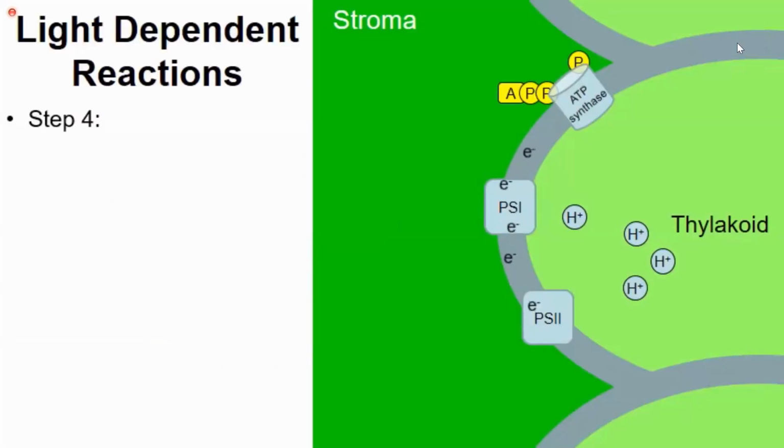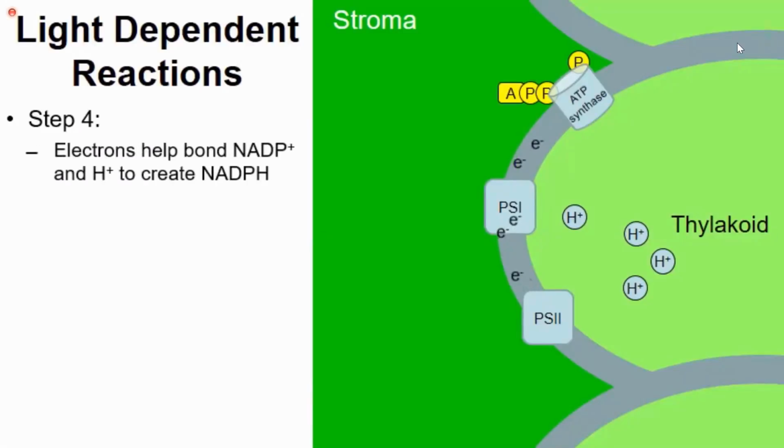So now that we have our full electron transport chain, let's move on to the next step. And in the next step, a molecule called NADPH will be created. So in the stroma, NADP and a hydrogen are drawn together. And the electrons of the electron transport chain help these two bond together to make a really important molecule called NADPH. NADPH can kind of be viewed as a carrier of hydrogen, like a taxi whose job it is to carry hydrogen from one place to another.